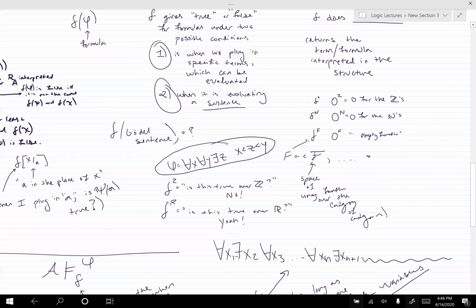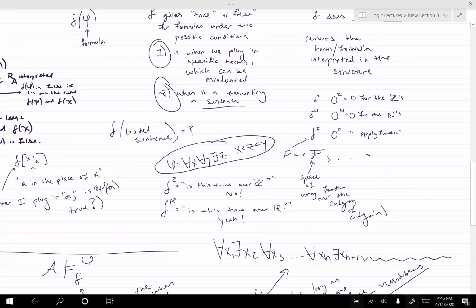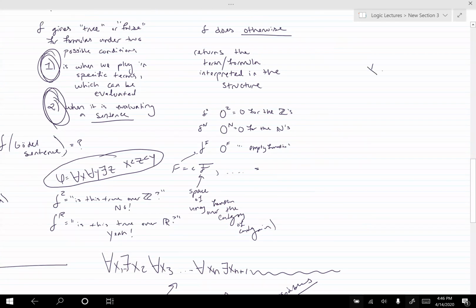So again, I think you're differentiating between when it's taking in a sentence and when it's plugging in specific terms. So we plug in specific terms. If every time we plug in the terms X, Z, and Y, or X and Y, we find some Z, or if we plug in X, Y, and Z, and this is always true, that's the first case.